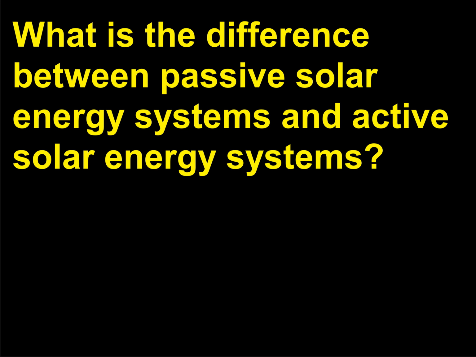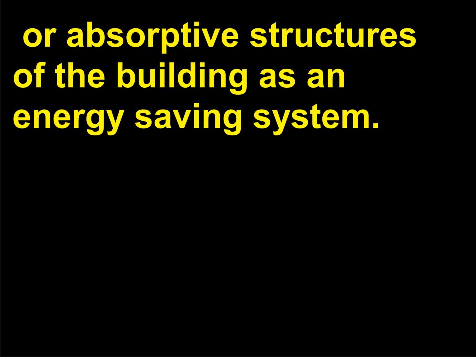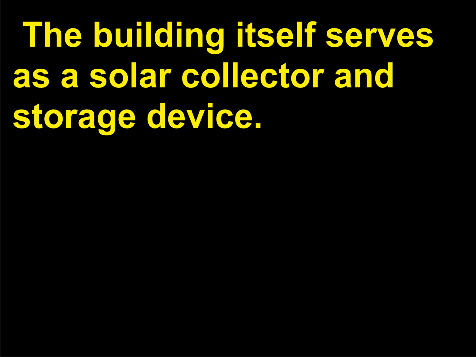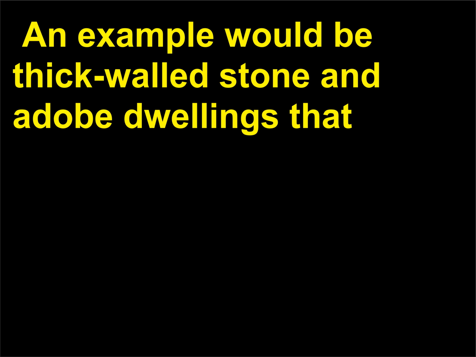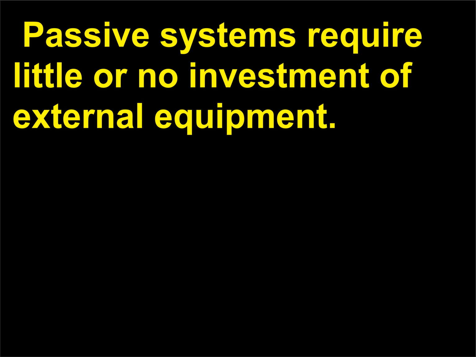What is the difference between passive solar energy systems and active solar energy systems? Passive solar energy systems use the architectural design, the natural materials, or absorptive structures of the building as an energy-saving system. The building itself serves as a solar collector and storage device. An example would be thick-walled stone and adobe dwellings that slowly collect heat during the day and gradually release it at night. Passive systems require little or no investment of external equipment.